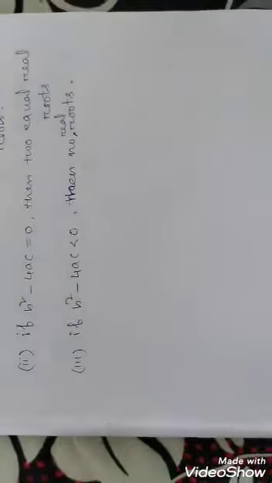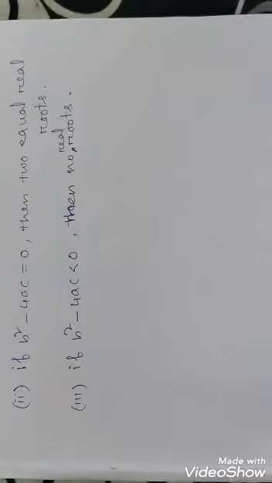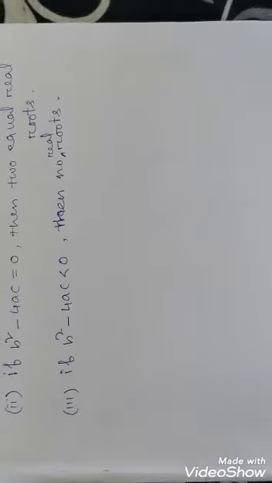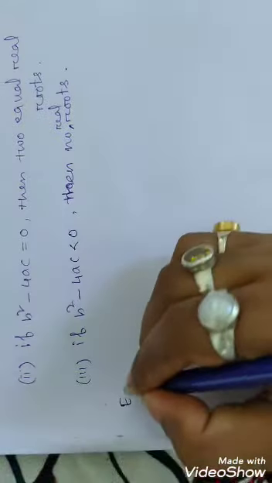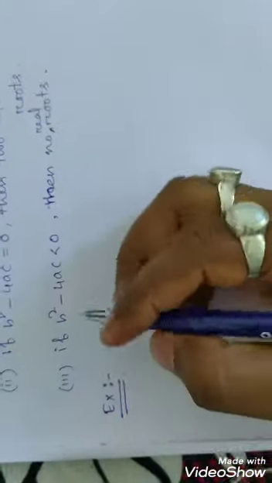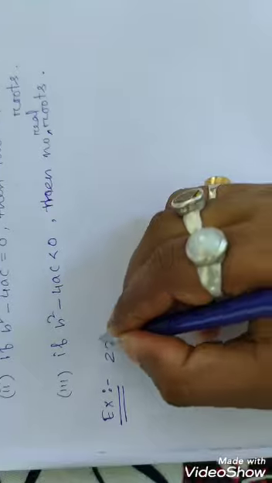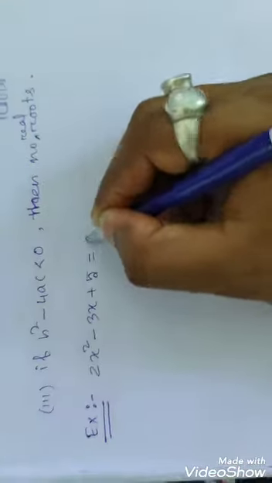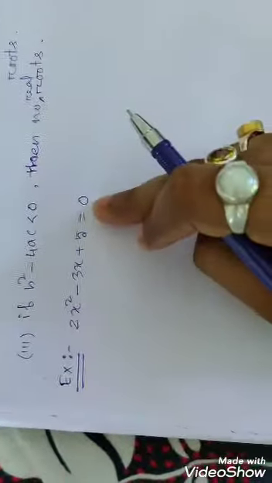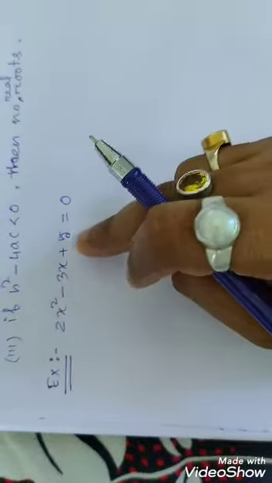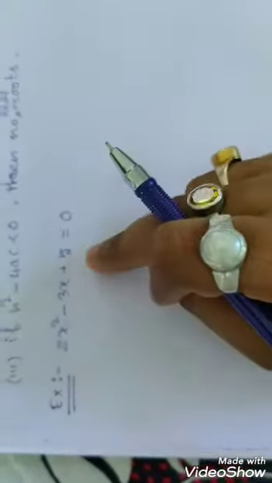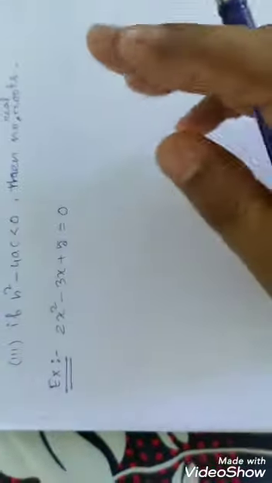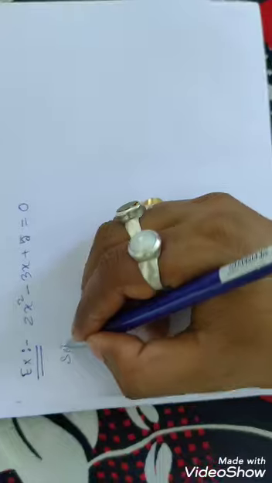So I take an example from the book. Suppose for example I take one question, 2x squared minus 5x plus 5 is equal to 0. So this is a quadratic equation. You have to find the nature of the root. Okay, so continue.